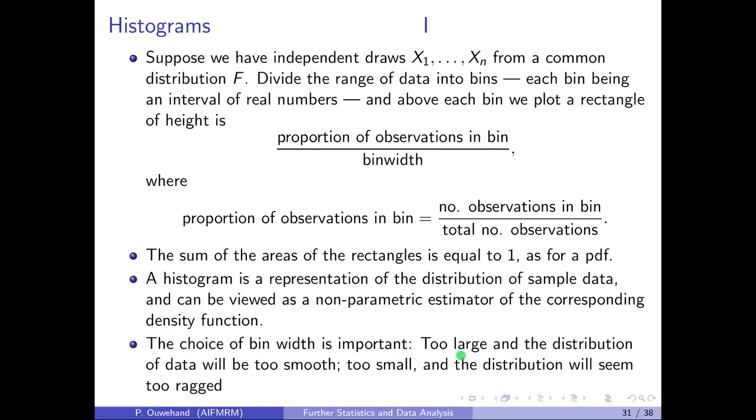If the bin width is too large, then the distribution of the data will seem too smooth. If it's too small, then it will seem too ragged. We'll have similar problems when we look at kernel density estimation, as we will see.